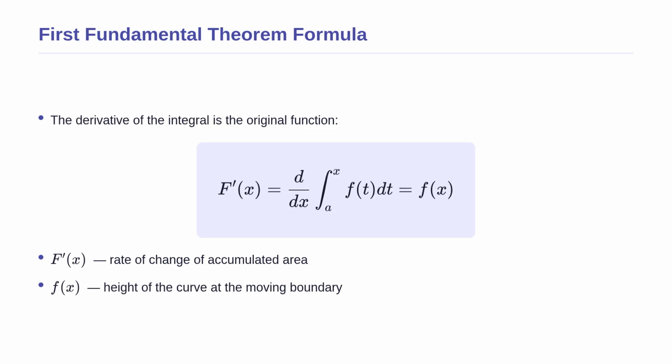This visual intuition leads us directly to the mathematical formula for the first fundamental theorem. Conceptually, it tells us that taking the derivative of an integral simply returns the original function, stripping away the integration. In this equation, F prime of x represents the instantaneous rate of change of our accumulated area. The term f of x is the height of the curve at that exact moving boundary.